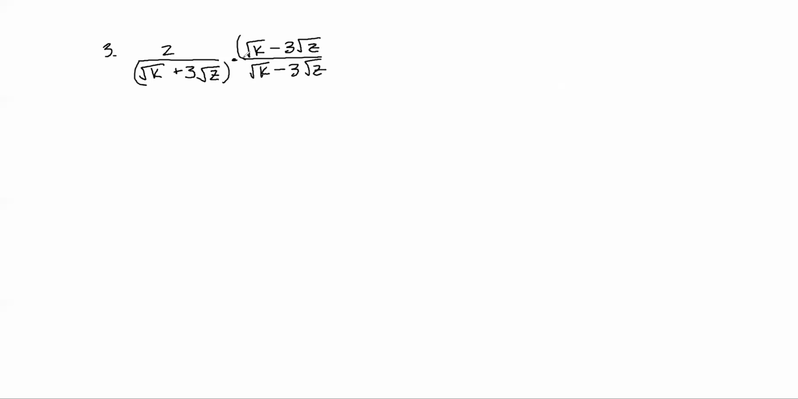Throw in your parentheses. And then we can go ahead and start multiplying. So on the top, we have a single term times a binomial, so we will just distribute. So 2 times the square root of k is 2 square root of k. Now we have 2 times negative 3 square root of z. So 2 times negative 3 is negative 6, then square root of z.